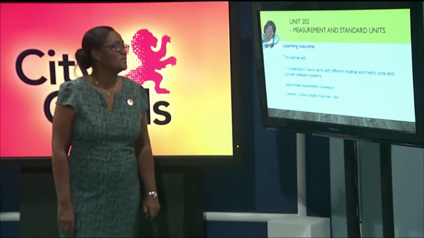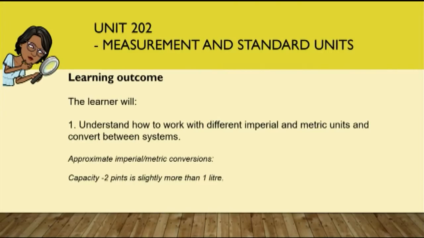All right? So the learning outcome: the learner will understand how to work with different imperial and metric units and convert between systems. We will also be looking at approximation for imperial and metric conversion, and the focus, as we said, is capacity. The main thing you need to know is that 2 pints is slightly more than 1 liter.